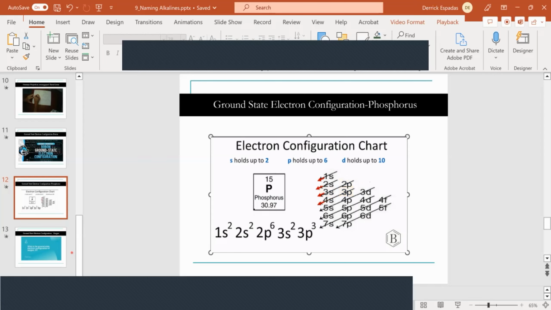That'll give us 15. We have 2 plus 2 plus 6 plus 2 plus 3. That equals 15, the number of electrons in phosphorus. So this is the electron configuration for the phosphorus atom.